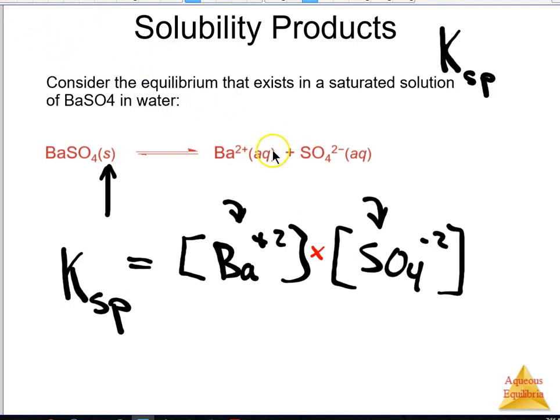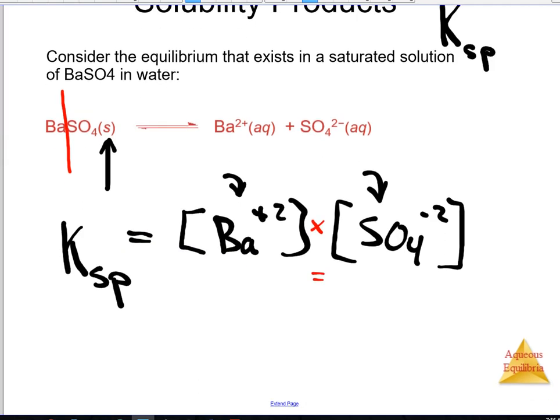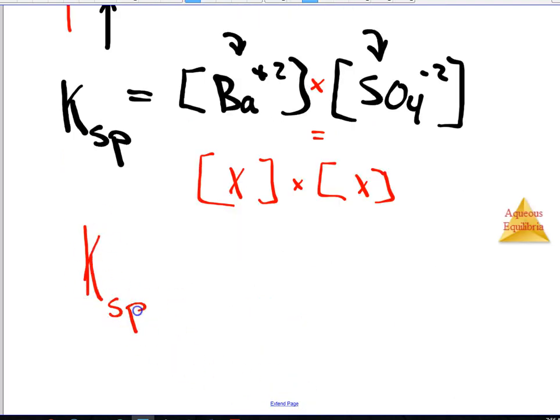Here's something cool, too. The concentration of this will be equal to the concentration of this, won't it? Because for every one Ba that breaks off, how many SO4s break off? 1. So these two numbers in this particular example will be equal. So it'd be like a square. Yeah, sure. So if I just said this was equal to X for Ba, and I said SO4, well, it'd also be X for Ba. It'd be X times X, or this KSP could be simplified into something very simple, and we would say it's equal to X squared.